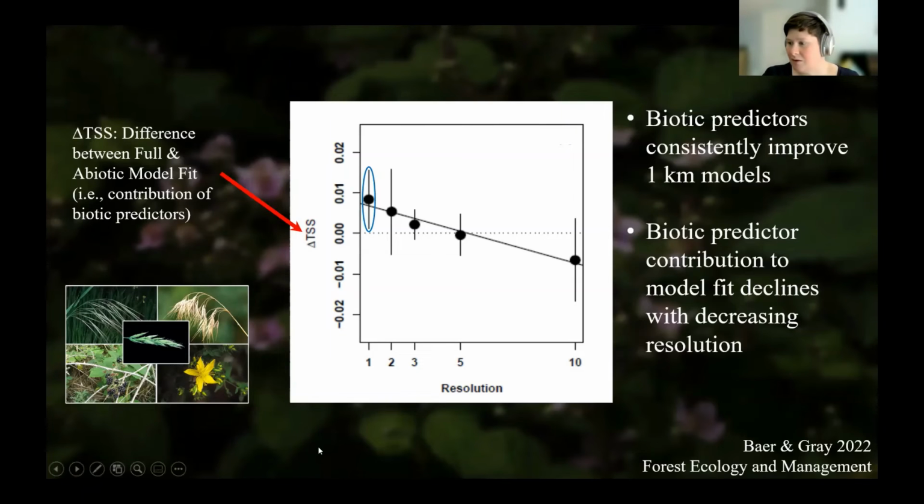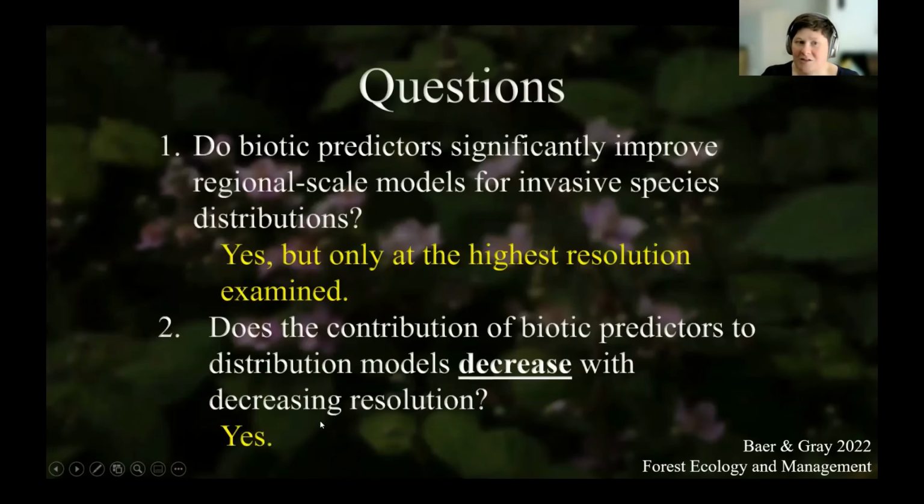So taking all of that, we can go back to the questions and say, yes, biotic predictors did significantly improve these regional scale models, but only at the finest resolution that we observed. As resolution becomes more and more coarse, these things become less and less informative, which isn't terribly surprising, but it's a good demonstration that the idea that's out there works, and also that maybe we should be considering including these in relatively fine scale resolution models at the regional scale, but maybe it's not something you need to sweat too much when you're using a relatively coarse scale resolution.